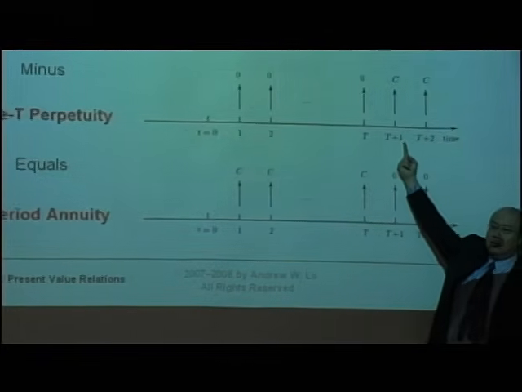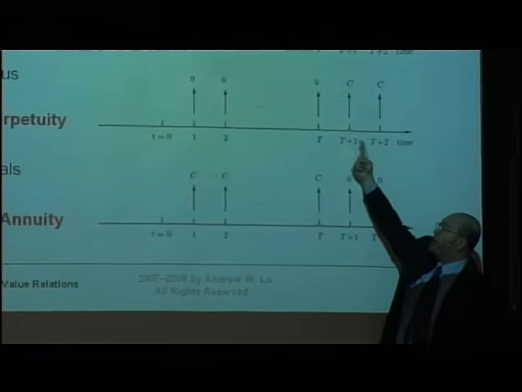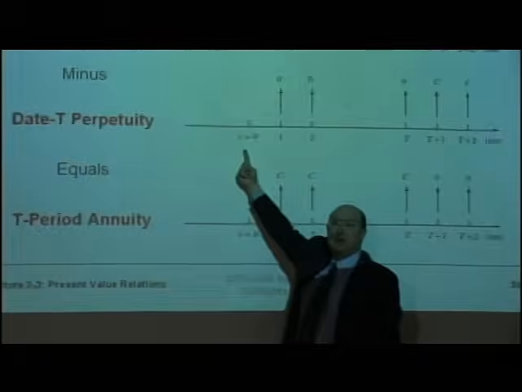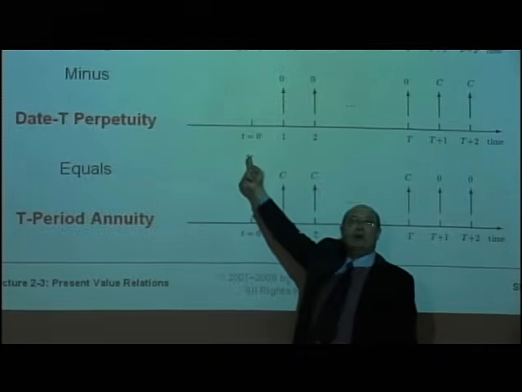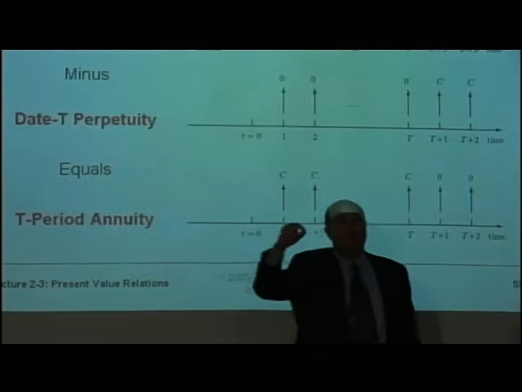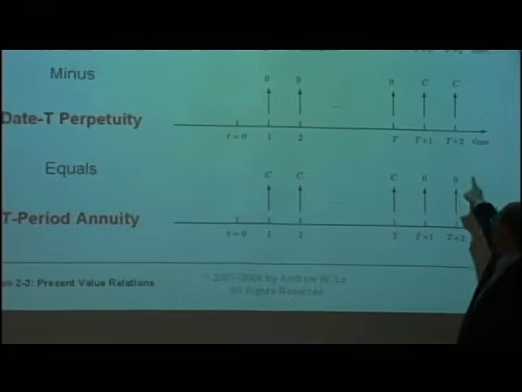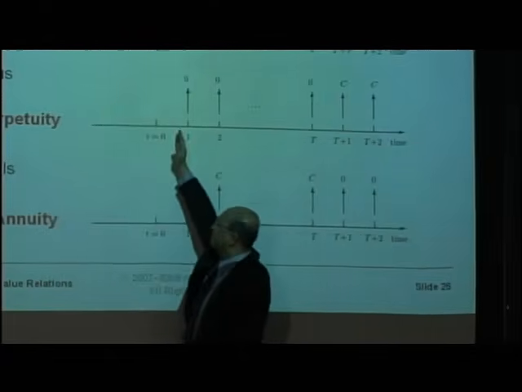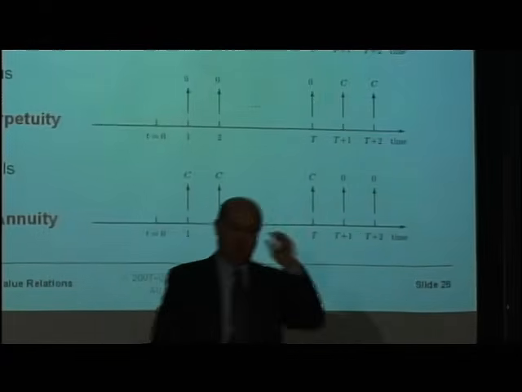C over R. And if it's C over R at this date, what is the value at this date? I've got to discount it by 1 plus R to the T plus 1, because it's T plus 1 periods going back. OK?